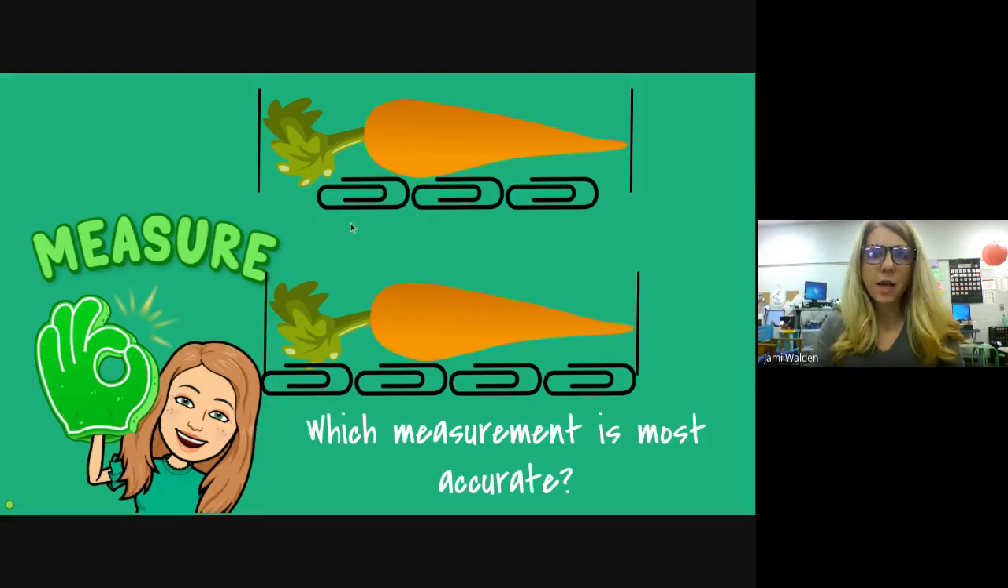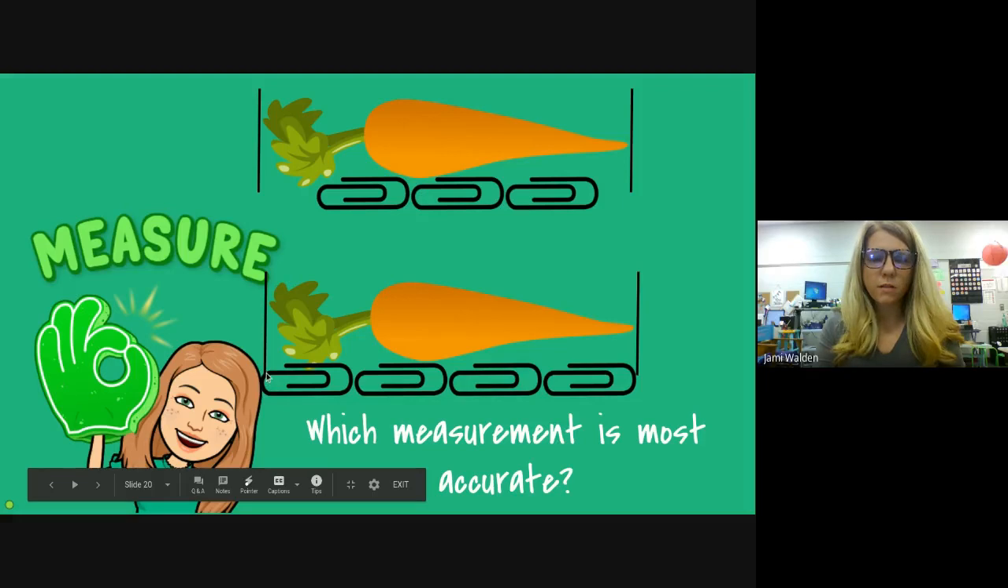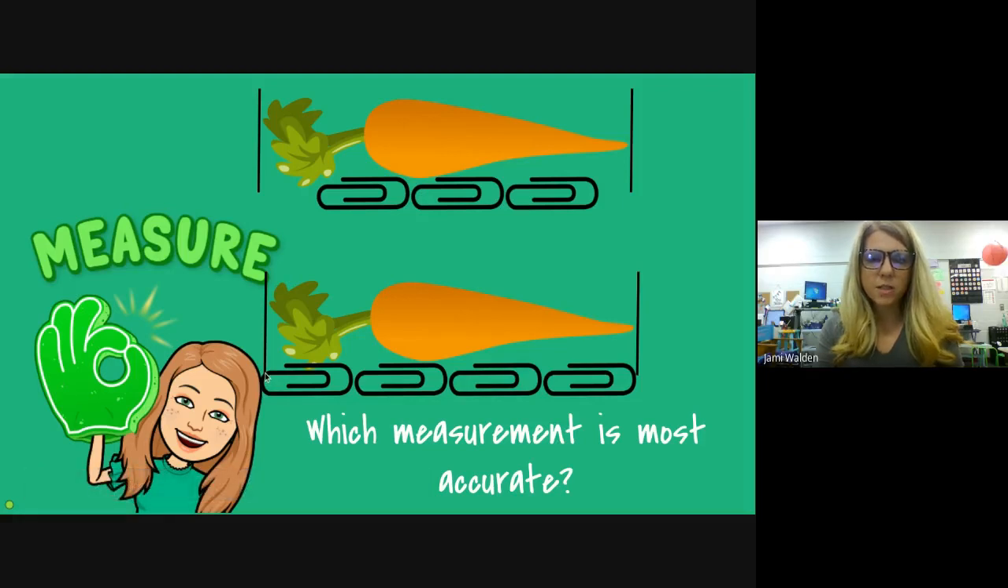If you notice on the top carrot, they didn't start at the very end and they didn't go to the very end. On the bottom carrot, we started at the very tip and went all the way to the very tip this way. So when we measure, we want to make sure that we start at the very beginning of the object, and what we're measuring with, our paper clips, are touching. They're as close as they can be without overlapping to get the most accurate measurement.